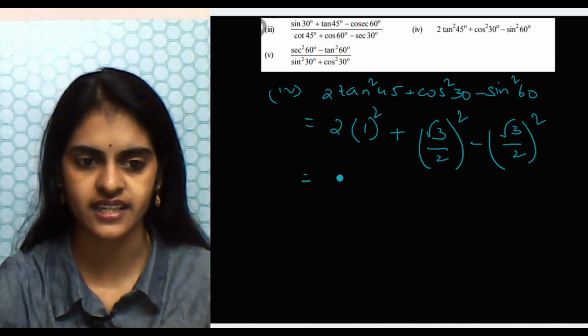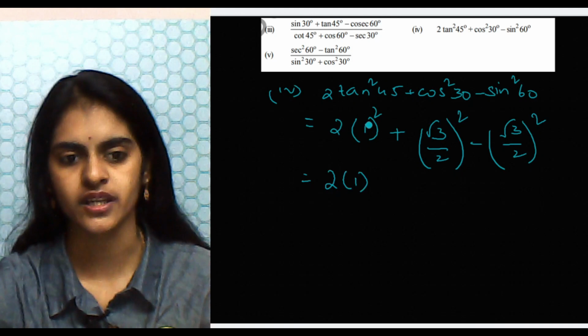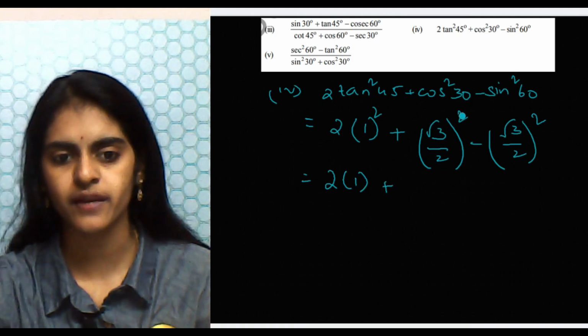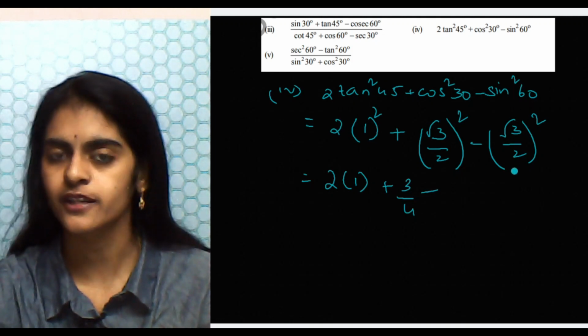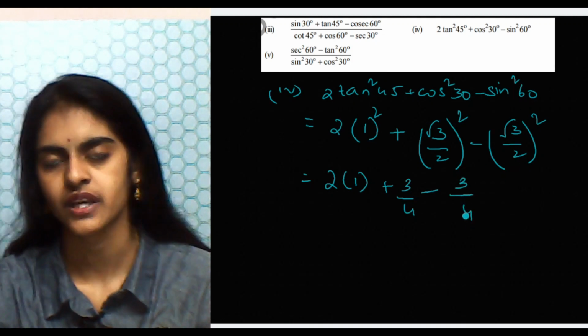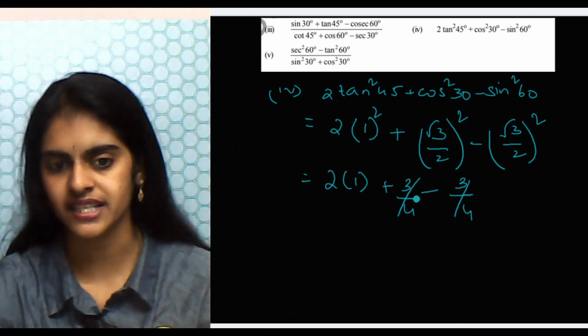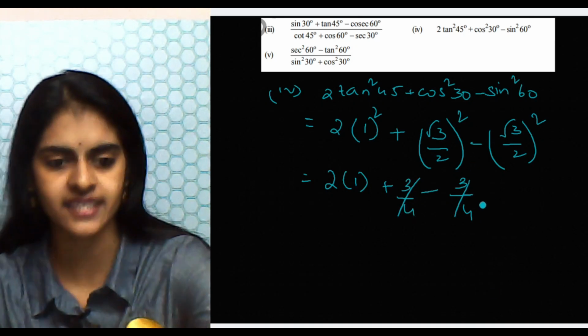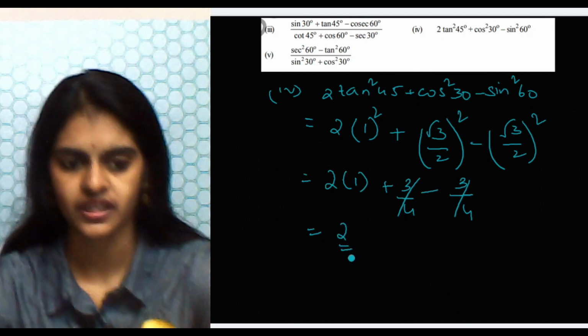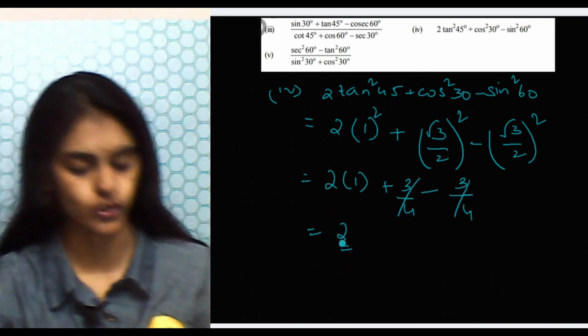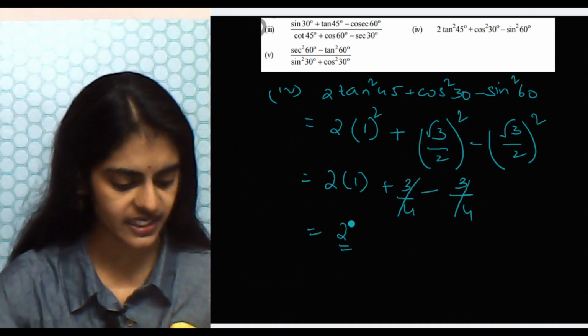So this is nothing but 2 multiplied by 1 square is 1, plus root 3 by 2 whole square is 3 by 4, minus root 3 by 2 whole square is again 3 by 4. So plus 3 by 4 minus 3 by 4 gets cancelled. So what do you have? 2 ones are 2. So the answer is 2. Let us move on to the next one now.